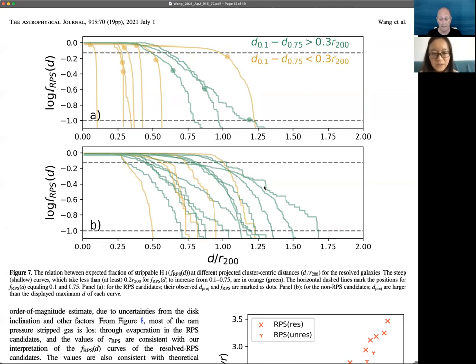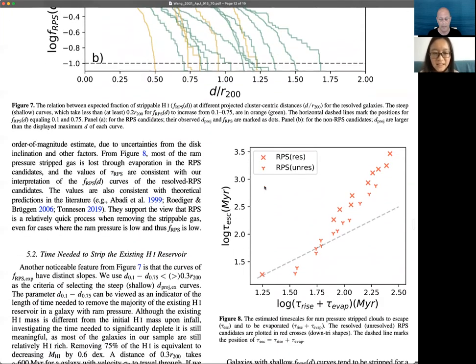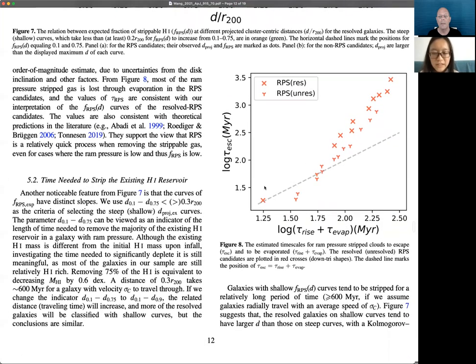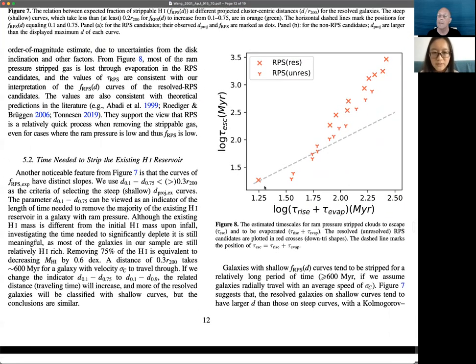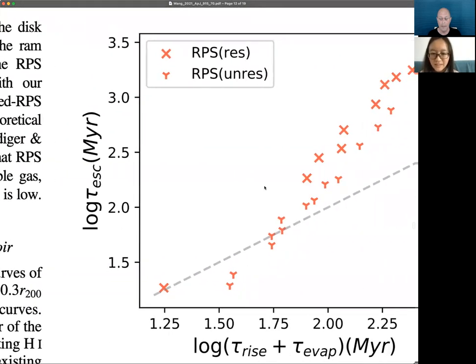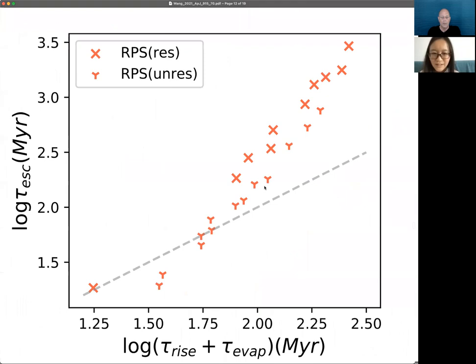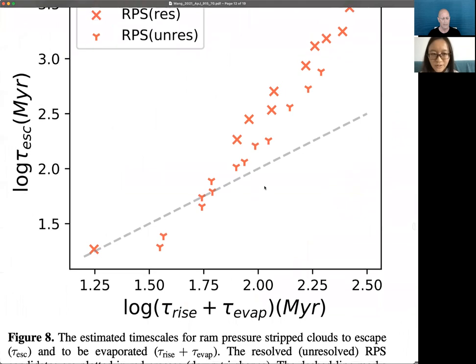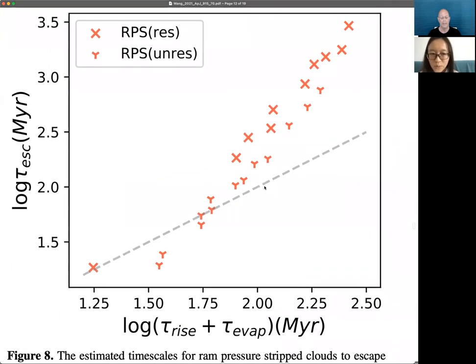And now we can go to figure eight, to physically understand why we observe these different properties of the ram pressure stripping. This is figure eight, but the figure roughly confirmed our estimated ram pressure stripping time scale earlier. This is the time scale to strip the strippable HI.